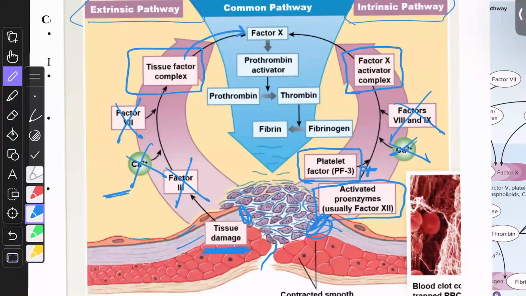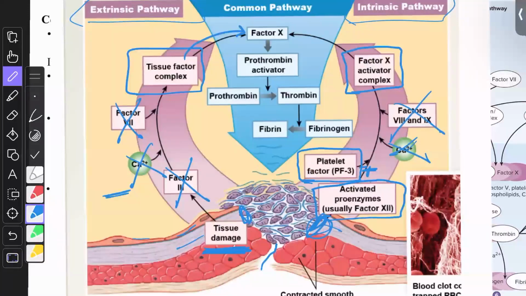Platelet factor 3. Yes, the combination of platelet factor 3 plus the activated proenzymes will form the factor X activator complex.